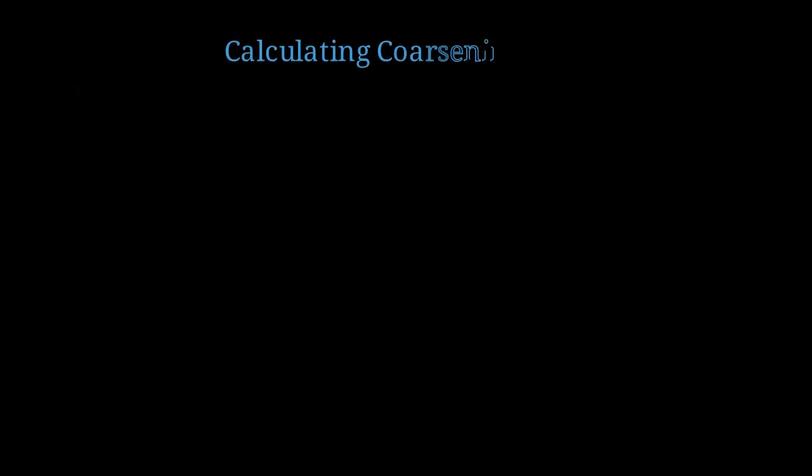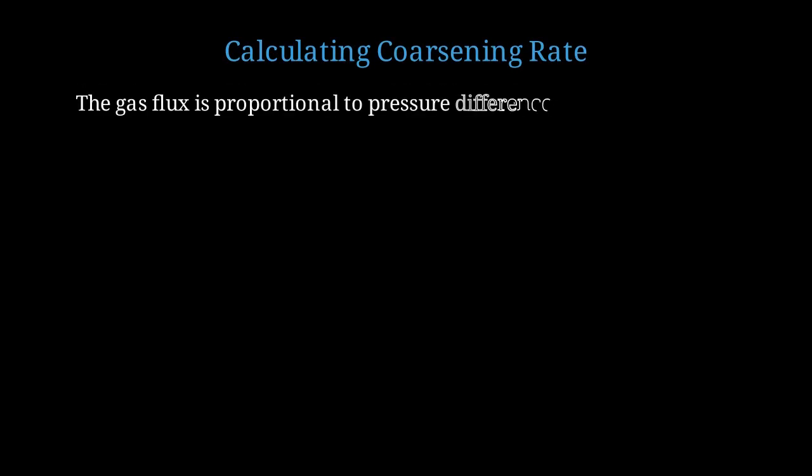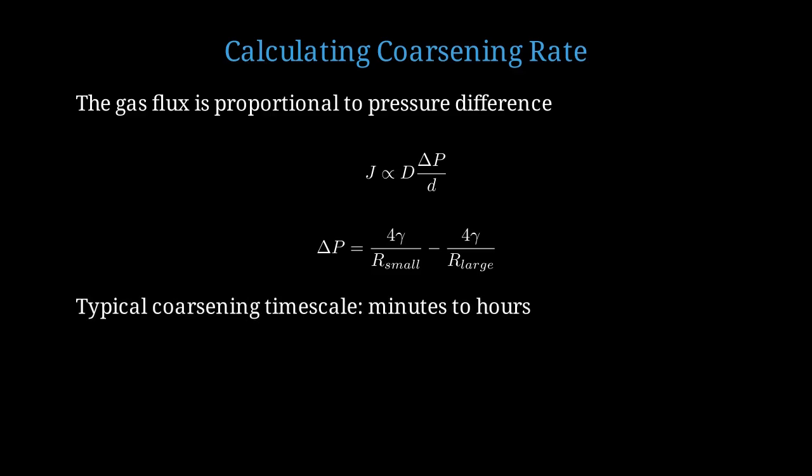We can estimate the coarsening rate using a simple diffusion model. The rate at which gas diffuses is proportional to the pressure difference and the diffusion coefficient. J is proportional to D times delta P divided by d, where D is the diffusion coefficient and d is the liquid film thickness. Delta P equals 4 gamma over r small minus 4 gamma over r large. For typical foams, the coarsening timescale ranges from minutes to hours, depending on the liquid's diffusion coefficient and viscosity.